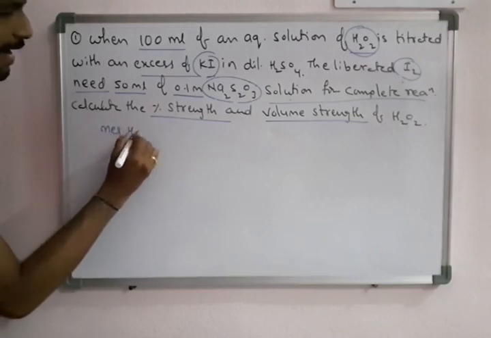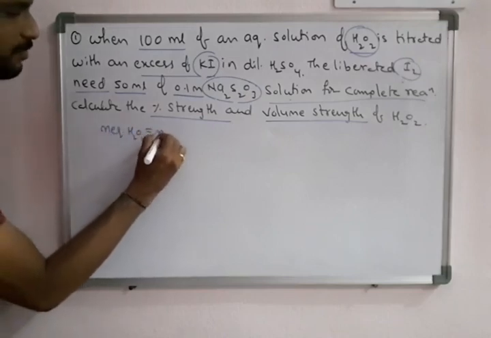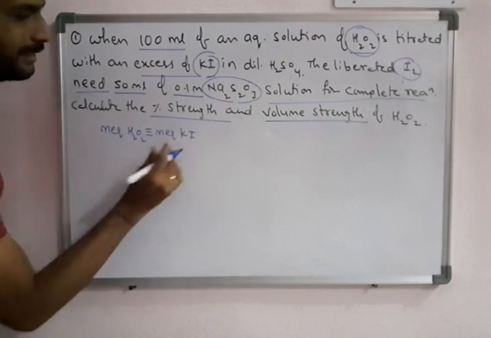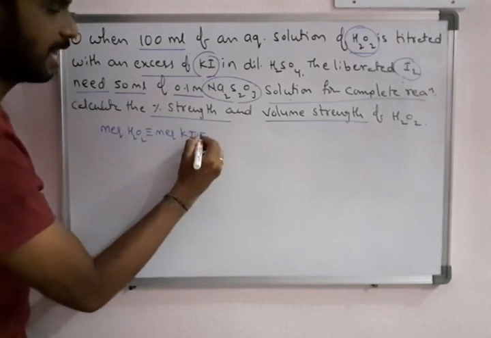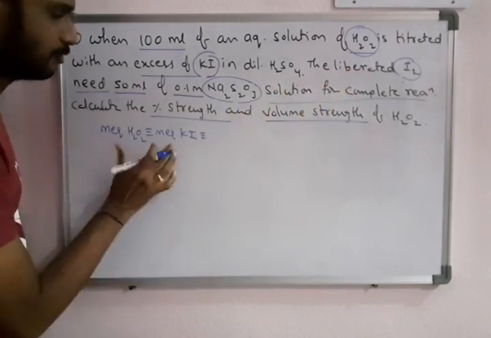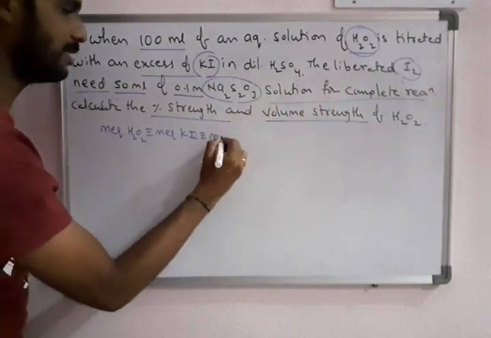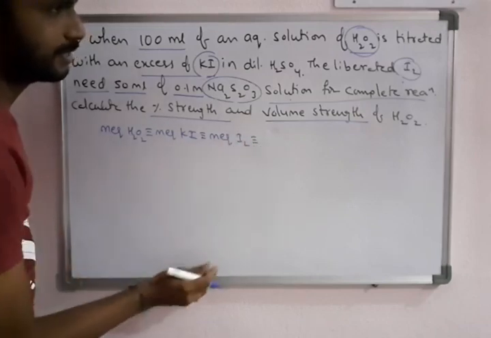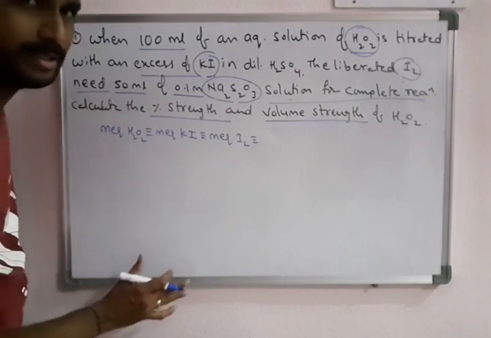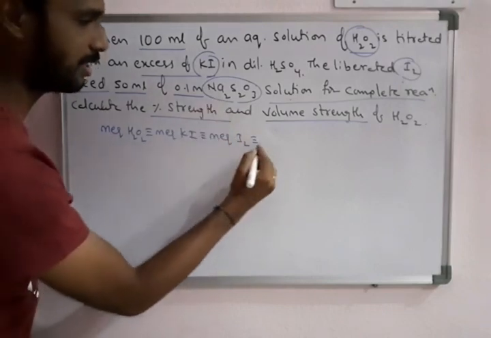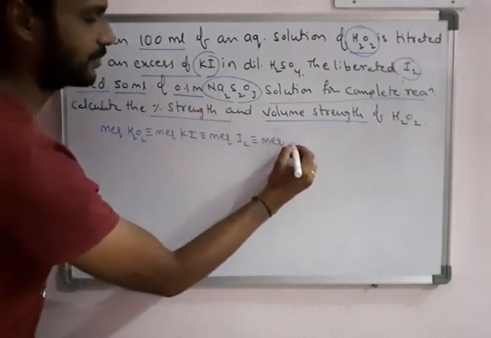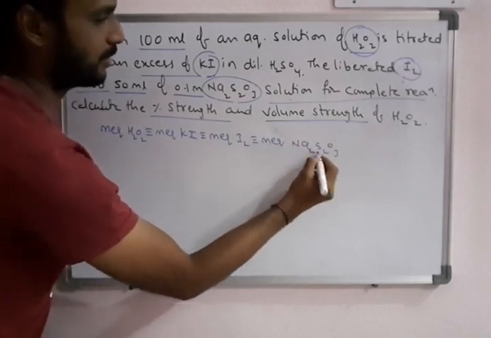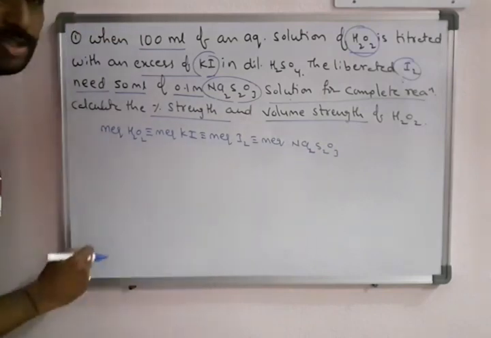milli equivalents of hydrogen peroxide is exactly equal to milli equivalents of potassium iodide, because these two reacted at first, and the iodine is liberated from these compounds. So it is exactly equal to milli equivalents of iodine, and this iodine completely reacted with thiosulfate. So we can write milli equivalents of sodium thiosulfate. All are interlinked with each other.